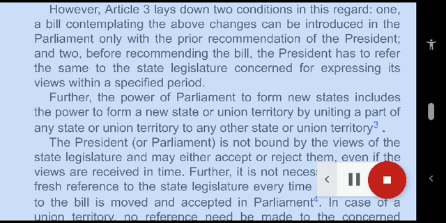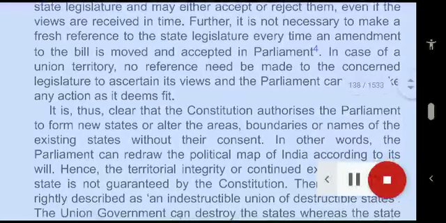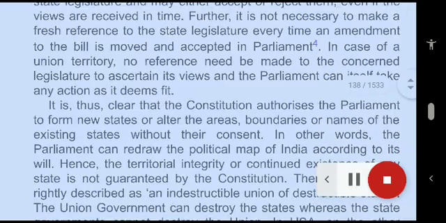3. The President or Parliament is not bound by the views of the state legislature and may either accept or reject them, even if the views are received in time. Further, it is not necessary to make a fresh reference to the state legislature every time an amendment to the bill is moved and accepted in Parliament. 4. In case of a union territory, no reference need be made to the concerned legislature to ascertain its views, and the Parliament can itself take any action as it deems fit.